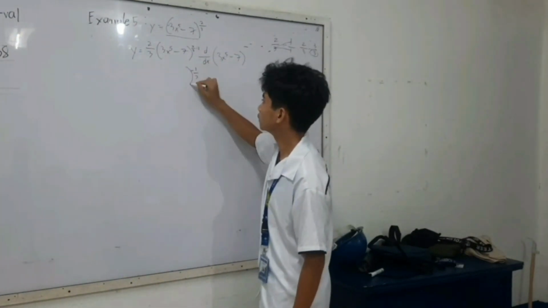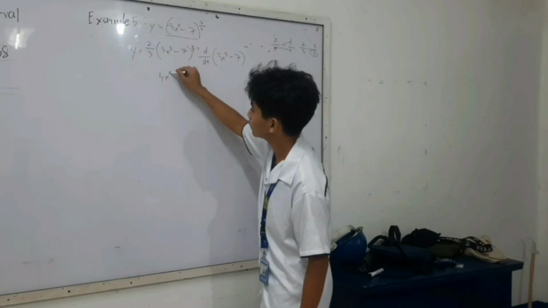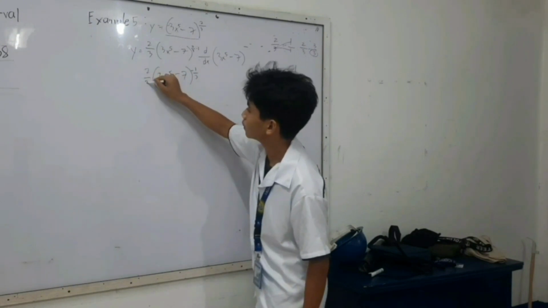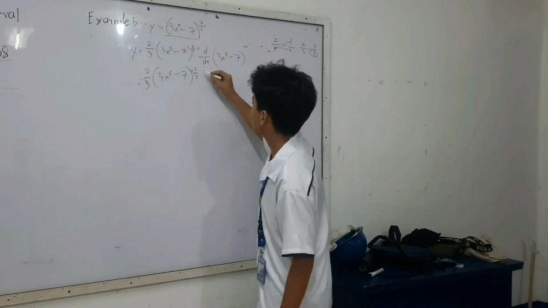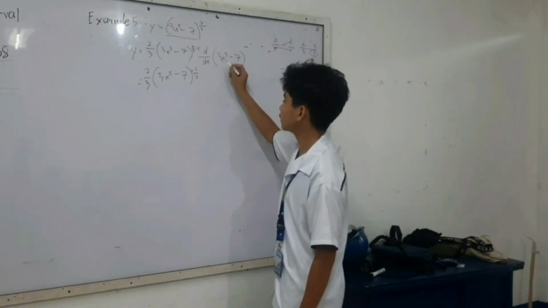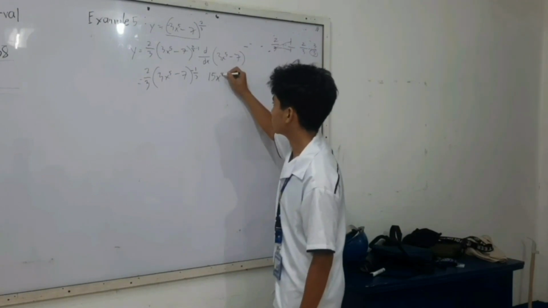Up 3 is down 7. 3 raised to the power 3. X raised to the power 5. 3 is down 2 over 3. And we're gonna simplify this one. So 3 times 5 is 15 x raised to the power of 4.